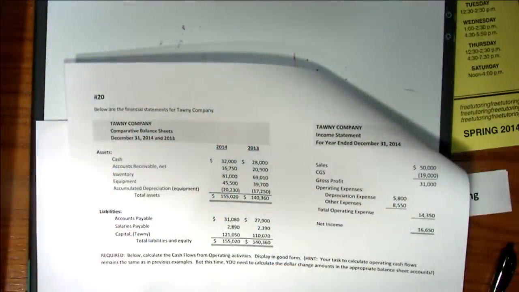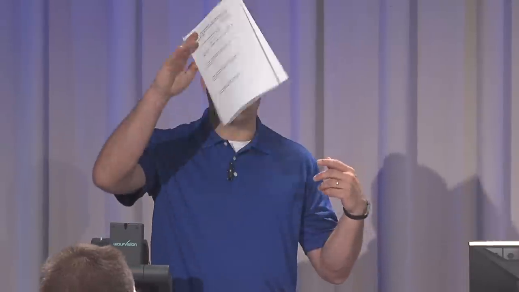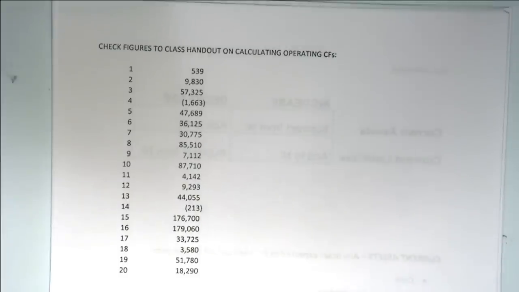Okay, let me talk about what I want you to do for next time. I want you to finish the handout, okay? I want you to do all 20 of these. And number 20 looks a little different, but I still want you to do it. It's the same methodology, but it looks a little different. So do number 20, okay? Do the whole handout. Make sure all 20 of these are done for next time. Remember that you have the check figures for what the answers should be. Go ahead and show the detail.